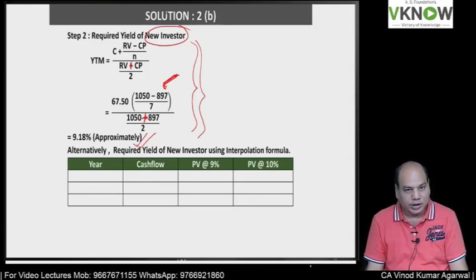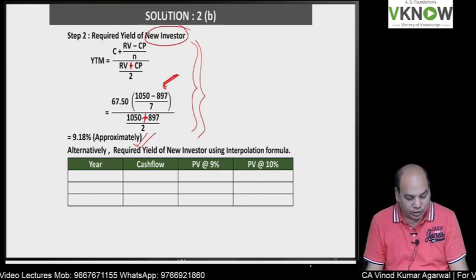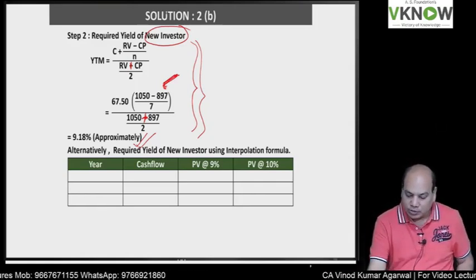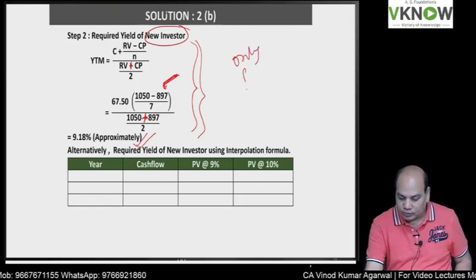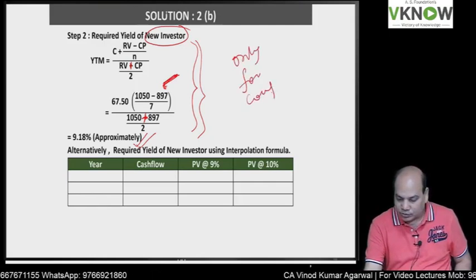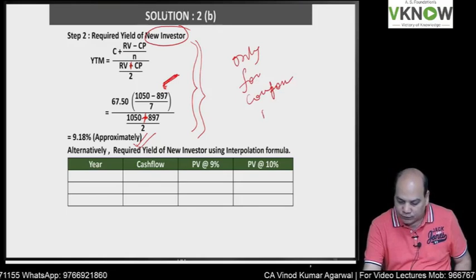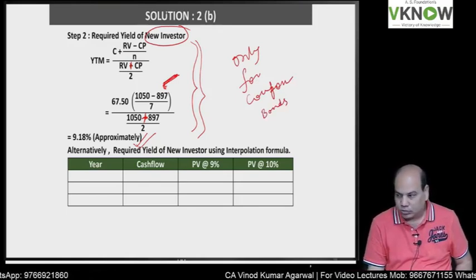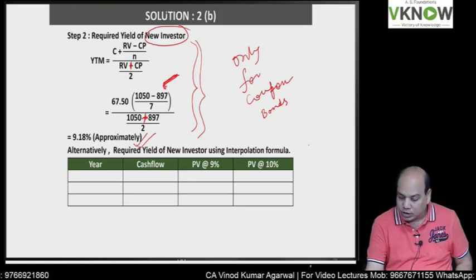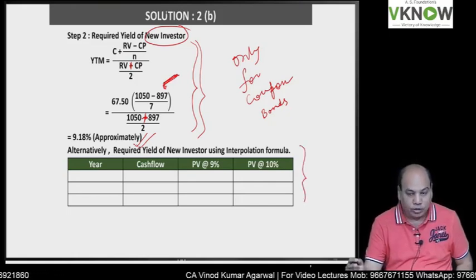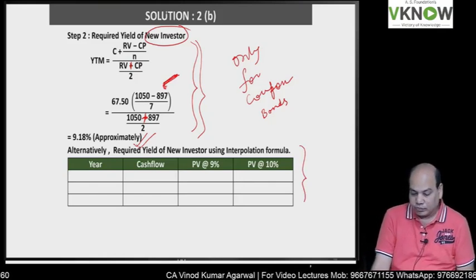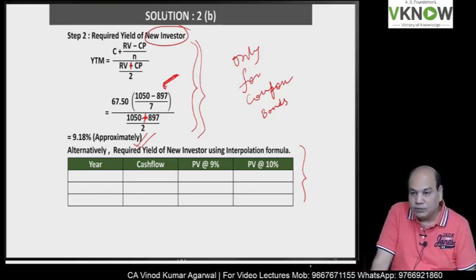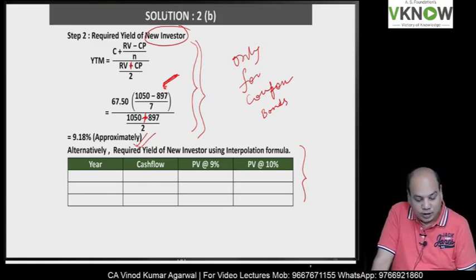Mehul Garg got it right. 9.178% is also okay. Now we'll try by one more method. This formula can be used only for coupon bonds. But this IRR method can be used for any type of question. So write down 4 columns: year, cash flow, PV factor at 9%, PV factor at 10%.